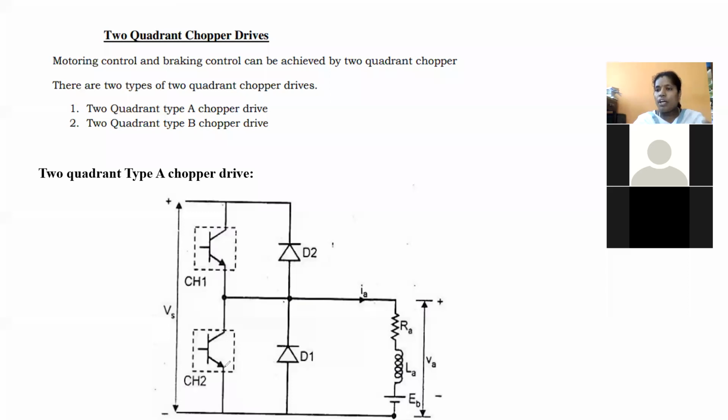Up to now, we were using a single chopper. That's why there was no special representation. For that chopper, you just represent CH. But in this drive, you are going to use two choppers. Chopper 1, that is CH1. Chopper 2, CH2. And the supply voltage is represented as Vs.